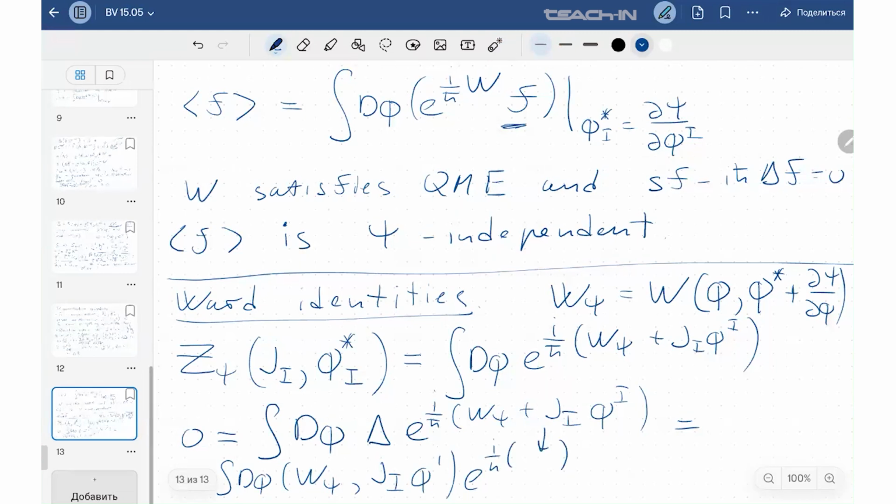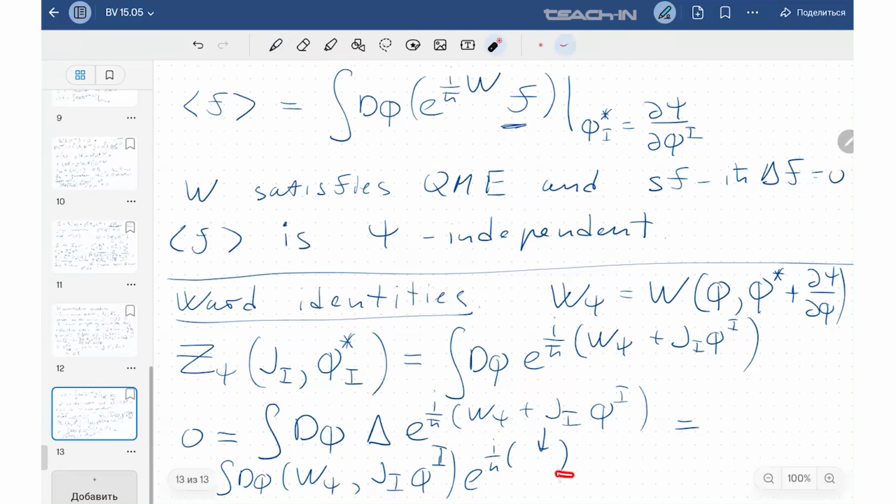Same. So the following term. But now we observe that that bracket with J_i phi^i is just J_i d over d phi star_i. But so it can be taken outside the integral because it differentiates with respect to phi star, which is just a parameter. We don't integrate over them.